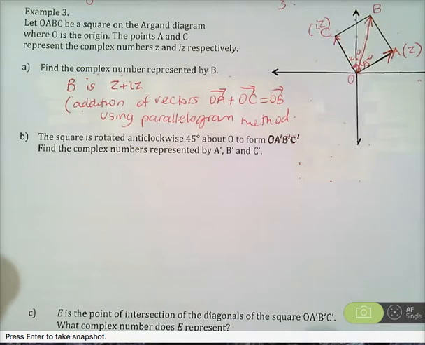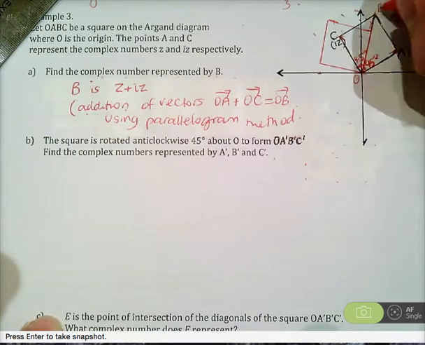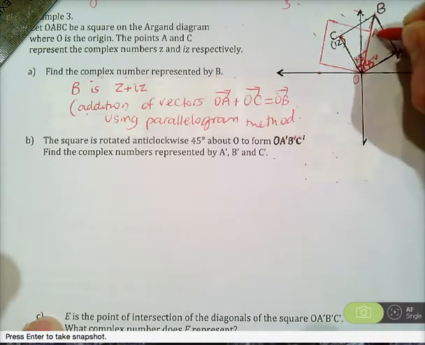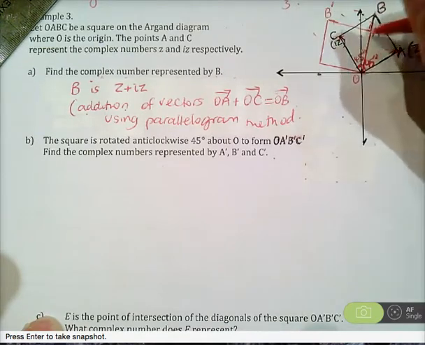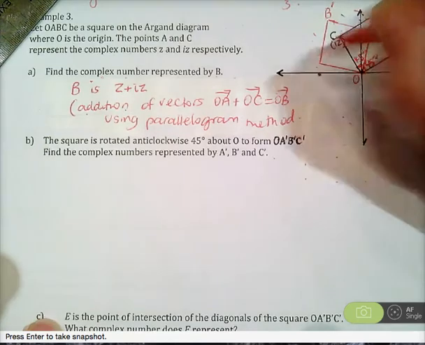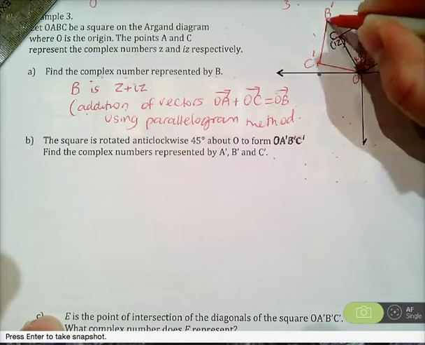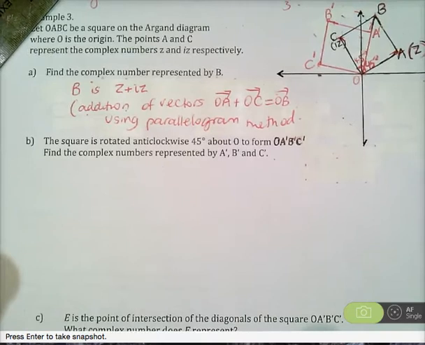So what I'm going to do is draw the new square. The original square is in black, and I've put the vertices of the original square in black, and they are O, A, B, C. And the new square, which has been rotated 45 degrees, has vertices O, and this A has moved across here to A', this B has rotated 45 degrees there to B', and this C has rotated to this position, so this vertex here is C'. So we've got O, A', B', C'. Now we have to find the complex numbers represented by A', B', and C'.